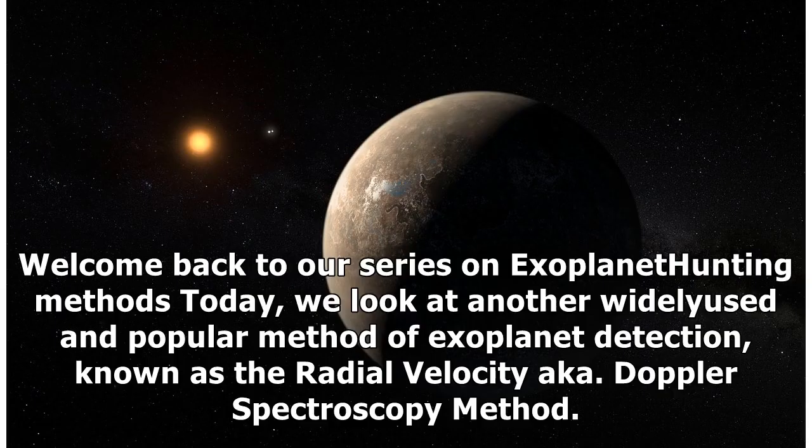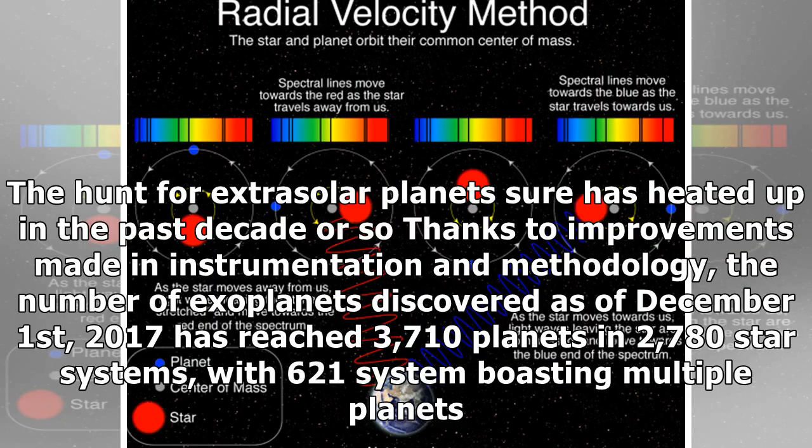Welcome back to our series on exoplanet hunting methods. Today, we look at another widely used and popular method of exoplanet detection, known as the radial velocity, aka Doppler spectroscopy method. The hunt for extrasolar planets sure has heated up in the past decade or so thanks to improvements made in instrumentation and methodology.